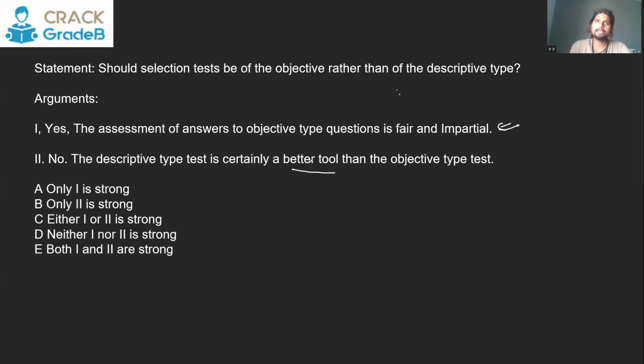It depends what type of exam you are conducting. If it's the exam of, say, UPSC, yes, you have to know the thought process of a person, so descriptive tests are important. If you are taking an exam at clerk level or even sub-staff level, having a little objective knowledge or a little logical ability is sufficient, right? So it again matters scale to scale. So this is not a strong argument. This is a strong argument. So we'll say only one is a strong argument.